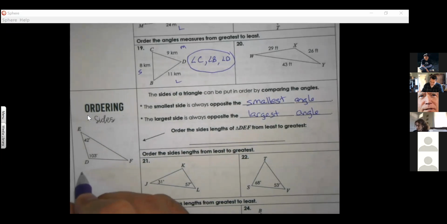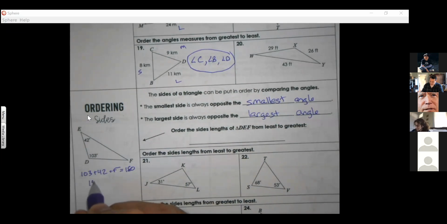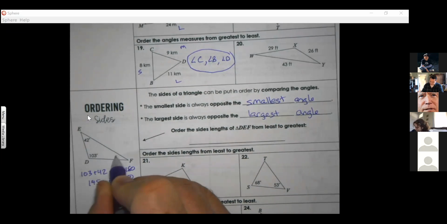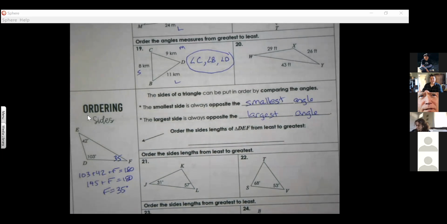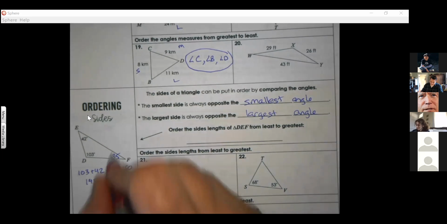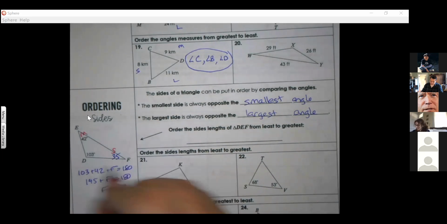Well, that's okay. We know that 103 plus 42 plus F must equal 180 because it's a triangle. So 145 plus F equals 180. So F is 35 degrees. Now that I've done that, what's my smallest angle? What's my mediumest angle? What's my largest angle?